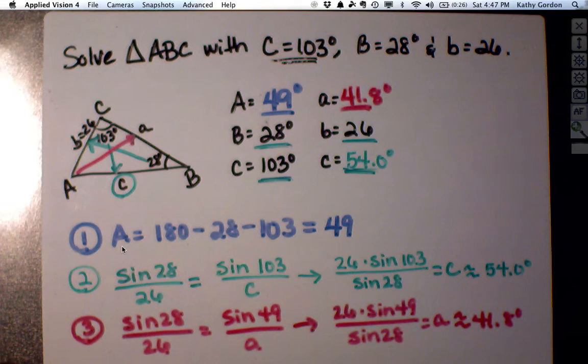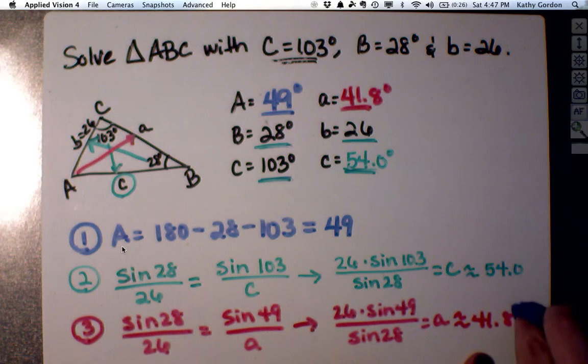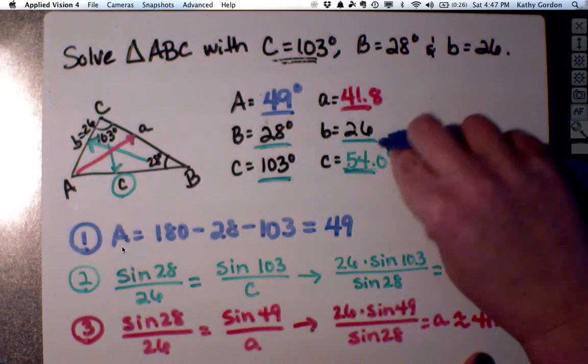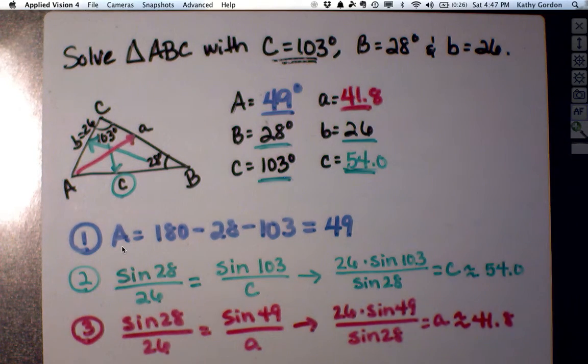Oh, but I did make one mistake here, didn't I? These aren't degrees, these are sides. So we don't need the degree signs on there. These are side measurements. There we go. The numbers are still correct. We just don't need the degree measures on there. Okay? So we've got all three angles, we've got all three sides, we have solved triangle ABC.